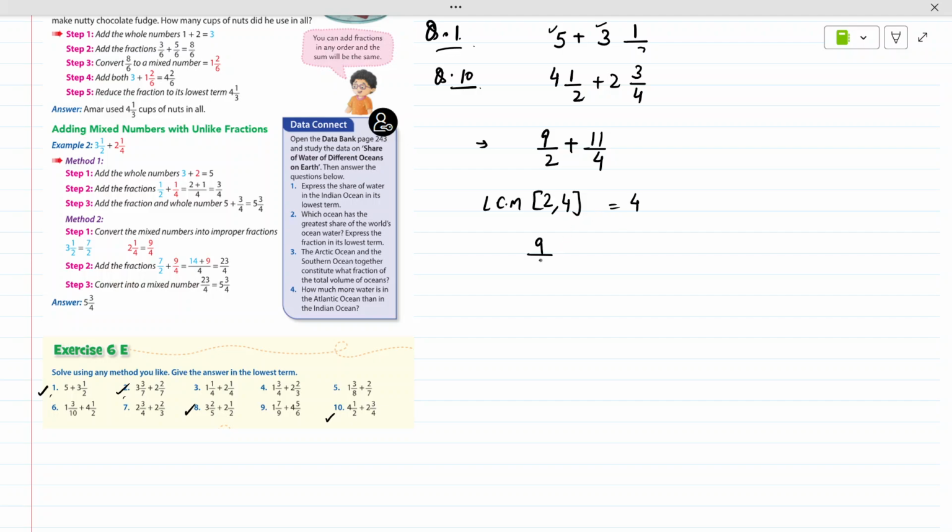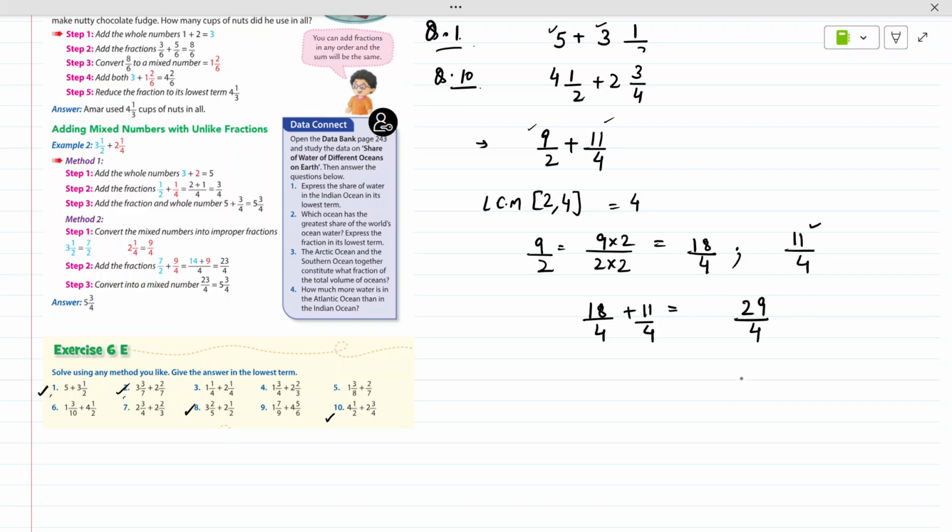Now let's change the fraction. So 9 by 2, multiply the denominator with 2 and the numerator with 2. So we have 18 by 4 here. Similarly, the next fraction we have is 11 by 4. No change to it because we already have 4 in the denominator. Now add the two fractions, this one and this one. So corresponding to 9 by 2, we have 18 by 4. Corresponding to 11 by 4 is as is. So when we add them together, we have 29 divided by 4.